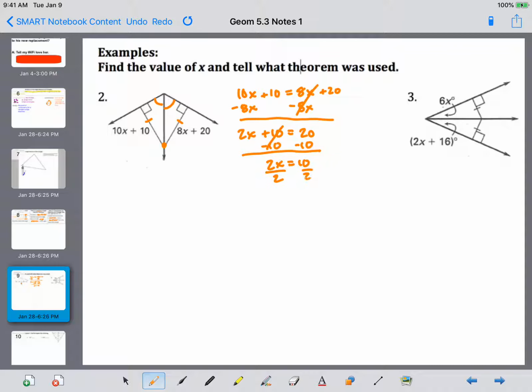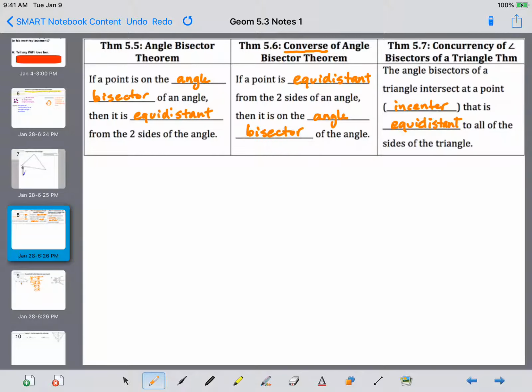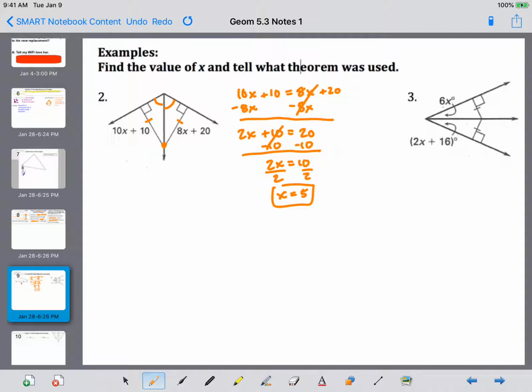And if we cut that in half, we see x is 5. All right, and we also have to say what theorem was used. So here we know that this point is on the angle bisector, so it was the same distance from each side of the angle. So that's actually this theorem 5.5. If a point is on the angle bisector, then it is equidistant. So we can set the two lengths equal to each other. So we also have to say that theorem 5.5 was the theorem that we used.